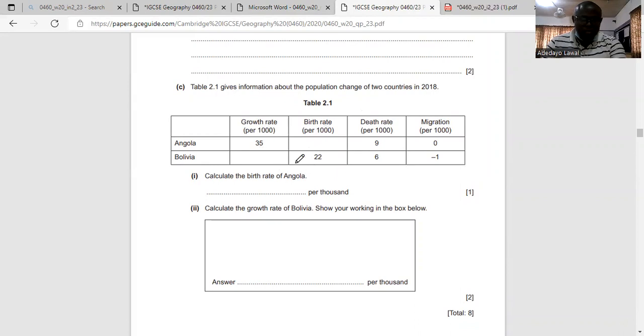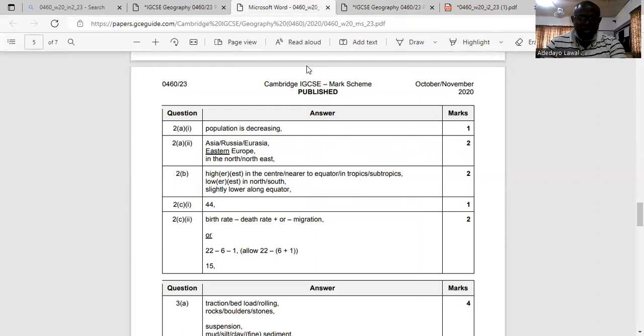So we know that growth rate is birth rate minus death rate. So in this case, if this minus this gives you this, what should be here? That will give you this. So for you to know that, just add this to this. 35 plus 9, which is 44. So your answer is 44 for these 2 marks. If you're able to work it like that, you'll be fine.